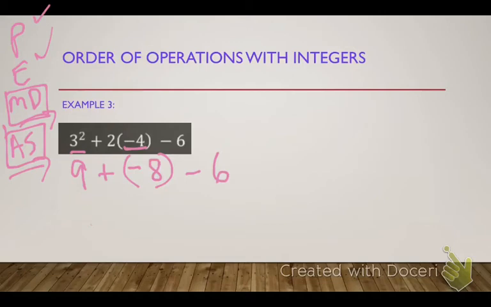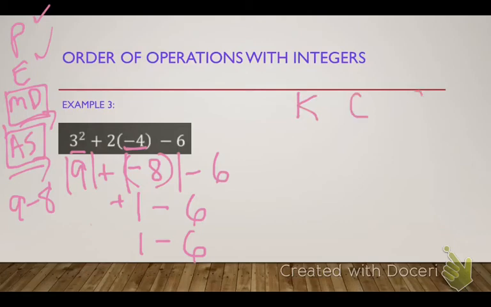So 9 added to a negative 8, we have a positive and a negative, so we want to say 9 minus 8, which is 1. And since the absolute value of 9 is greater than the absolute value of negative 8, our answer stays a positive 1, minus 6. So we have 1 minus 6, which means we're going to go keep, change, change.